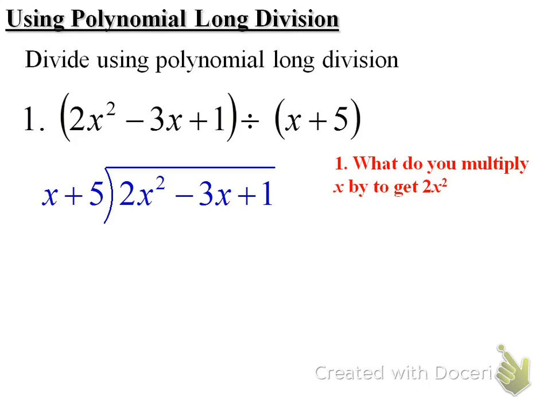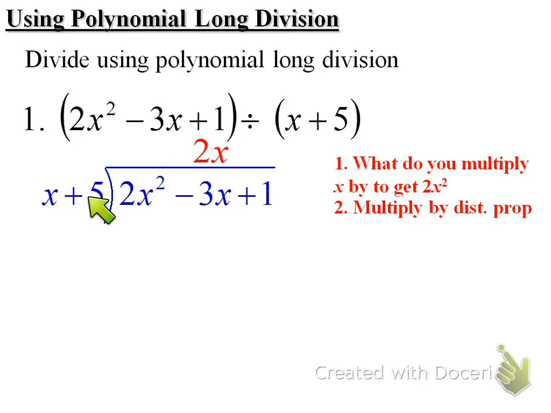So the first thing you want to think about is, what do you multiply the x by to get 2x squared? So what would you multiply this by to get this? 2x. Okay? That needs to go above. The next thing you want to do is you multiply. So you probably remember from long division, you multiply this number by this number and write it below. We do the same thing here, but you have to multiply each term. It's kind of like distributing.